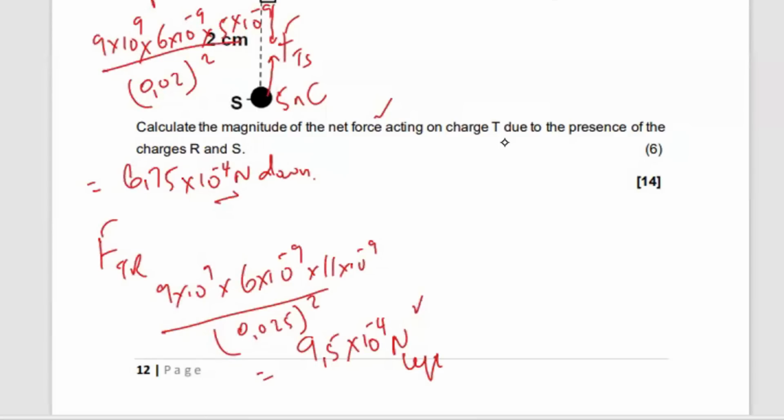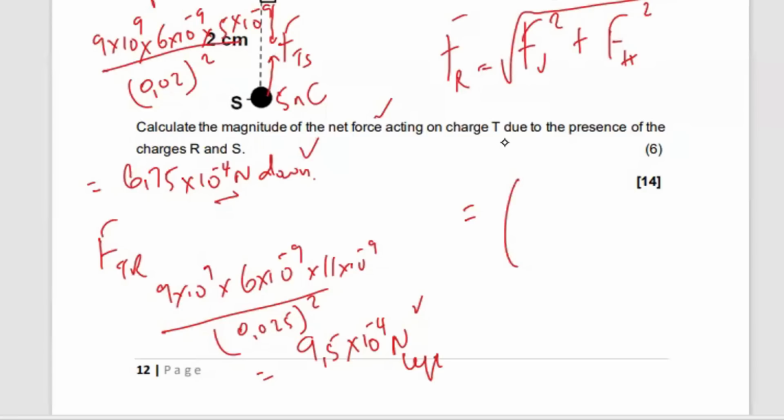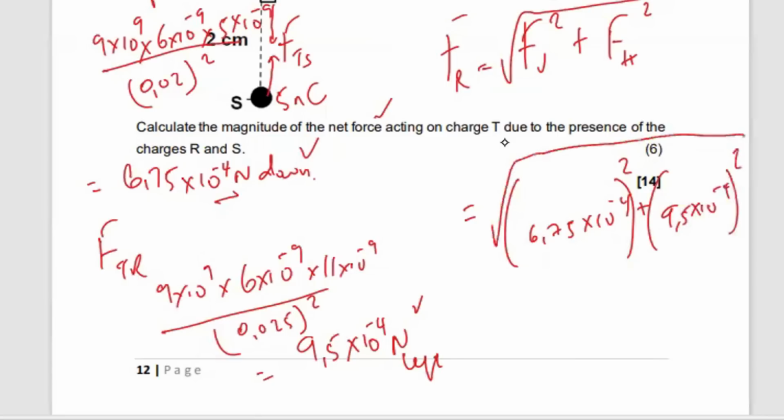Then I have this as my horizontal, I have that as my vertical. Then I have to use Pythagoras. So for me to get my F resultant, it will be the square root of F vertical squared plus F horizontal squared. So the vertical is 6.75 times 10 to the -4 squared, and this is 9.5 times 10 to the -4 squared. Everything is under the root sign. So what I end up with is 11.65 times 10 to the -3 newtons.